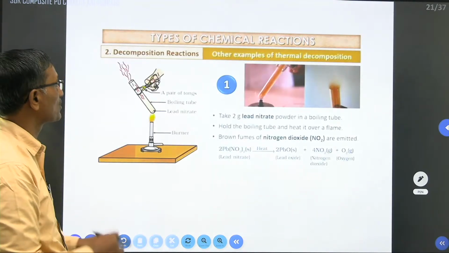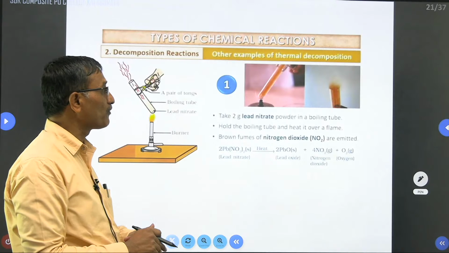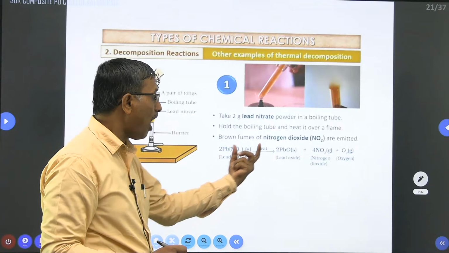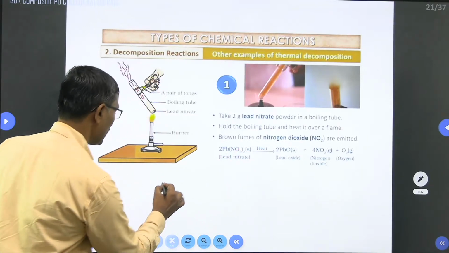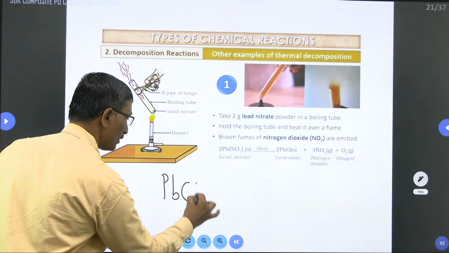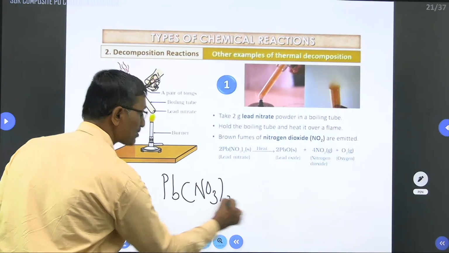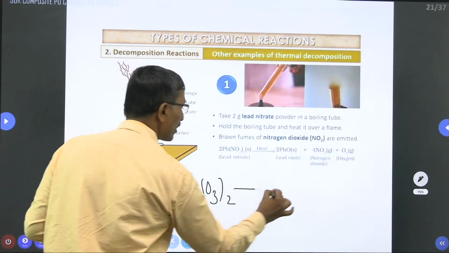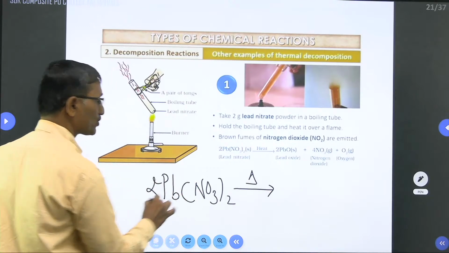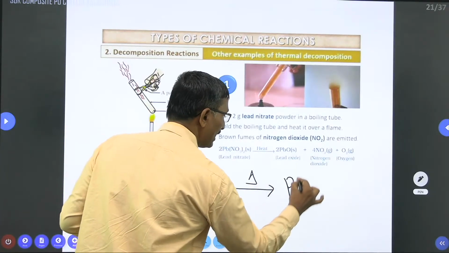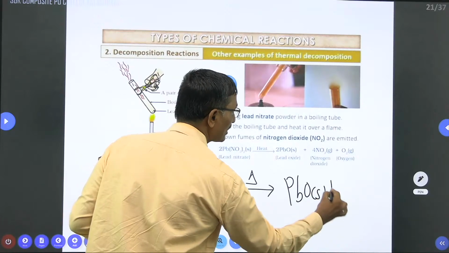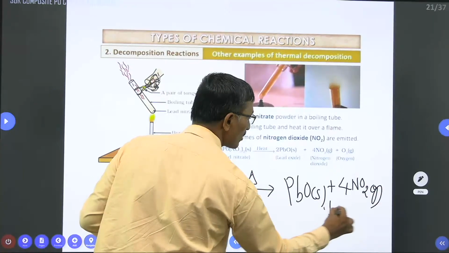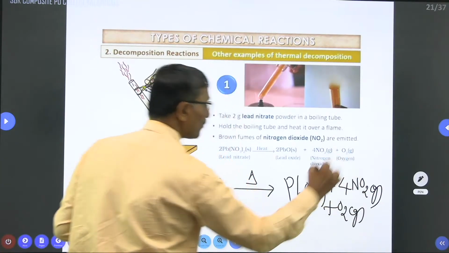Now coming to the next. Here are some other examples of thermal decomposition. You know, students, this is lead nitrate on heating. Lead nitrate, Pb(NO3)2, a single substance. So this lead nitrate undergoes decomposition. What does it give now? One is lead oxide, PbO. Along with that, you will get nitrogen dioxide gas, plus oxygen gas is also produced.